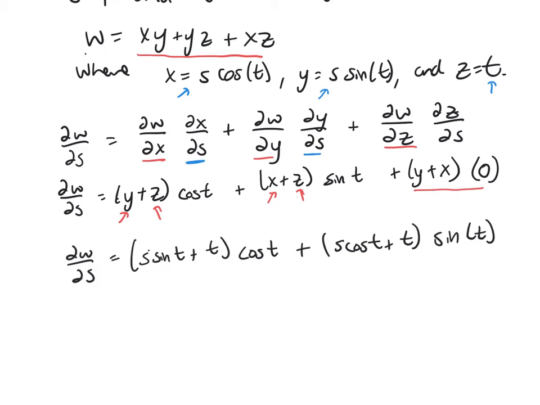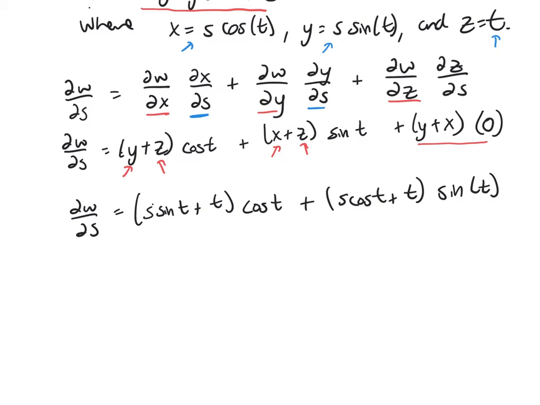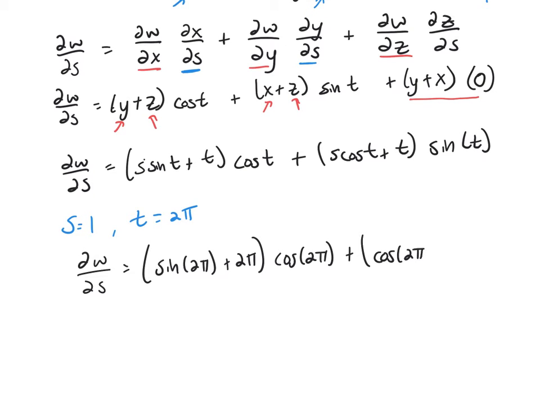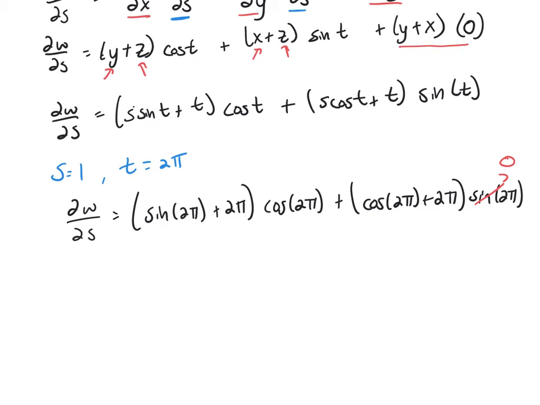And now I just need to plug in my values, and I'm told in my problem that s is 1 and t is 2 pi. So we're going to plug those in. The partial derivative of w with respect to s would be sine of 2 pi plus 2 pi cosine of 2 pi, plus cosine of 2 pi plus 2 pi sine of 2 pi. Well, sine of 2 pi is 0, so that whole second term is 0. Cosine of 2 pi is 1. So this is going to become 2 pi. That's the partial derivative of w with respect to s, which will be 2 pi.